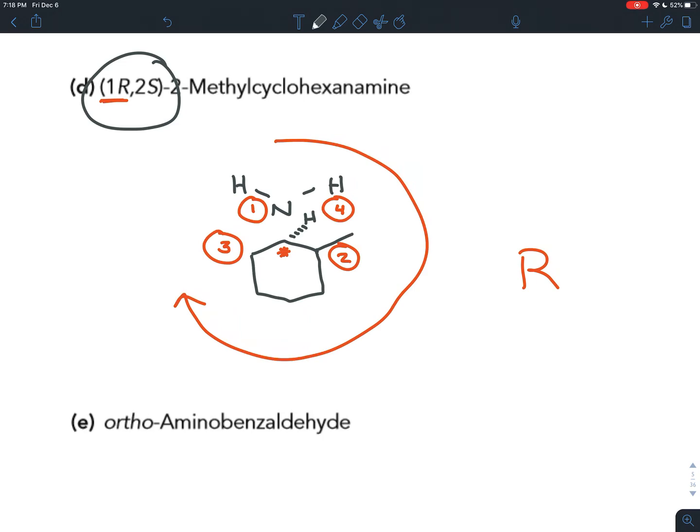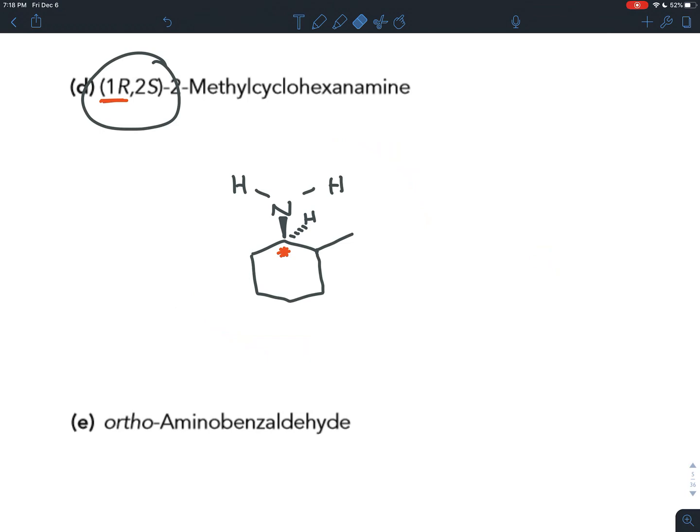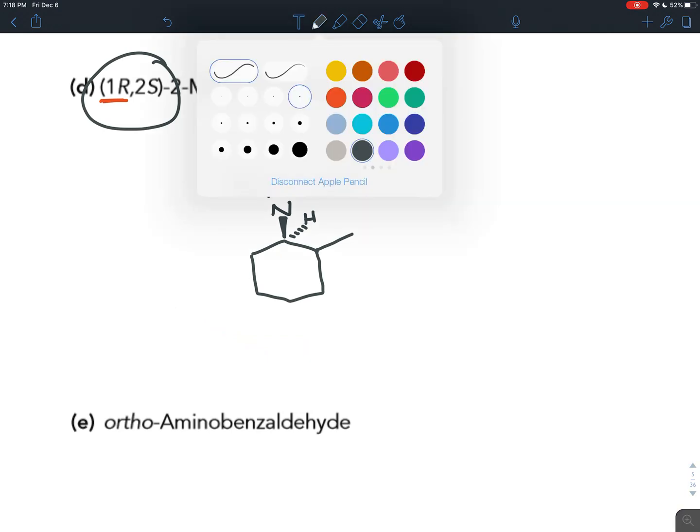If 4 is going away, then the nitrogen must be coming out at us, because with these tetrahedral atoms, you always have 2 bonds in the plane, one coming out at you and one going away. And so in that first bond, the one with the nitrogen must be coming out, the hydrogen must be going away, in order to give us an R configuration. Okay, that's carbon number 1.